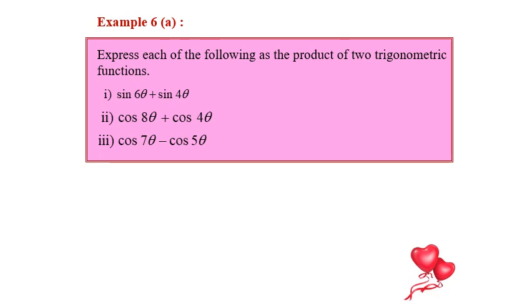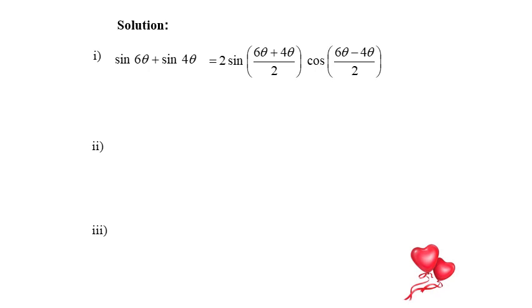So how do we use the sum to product formula? Express each of the following as the product of two Trigo functions. So look at here. It is basically the sum of the sine, sine plus sine. So if we check the factor formula, it is actually formula number 1. Okay, so let's see the solution here. So this is formula number 1 for sum to product, the first formula.